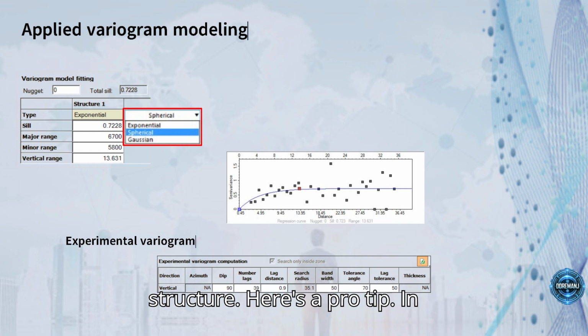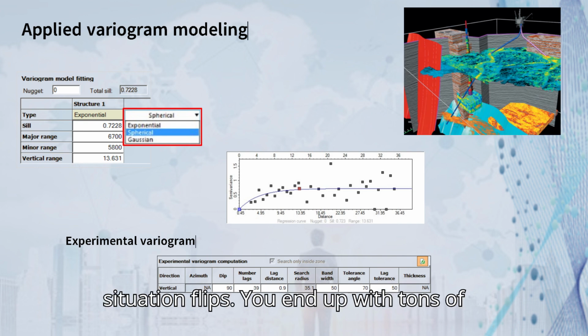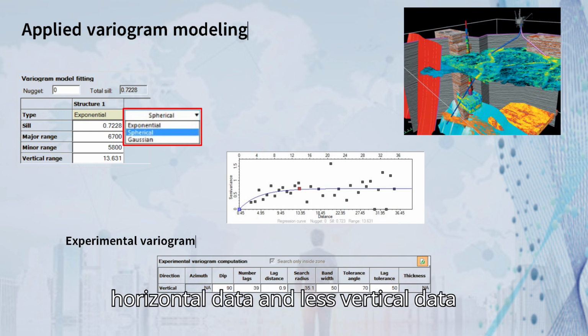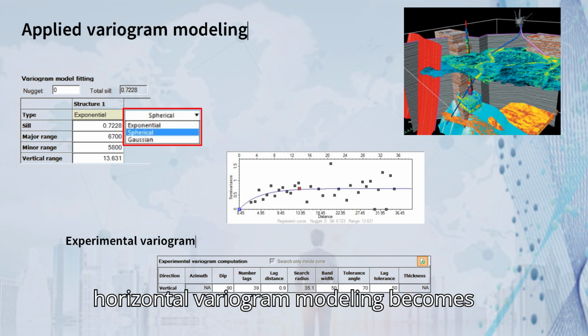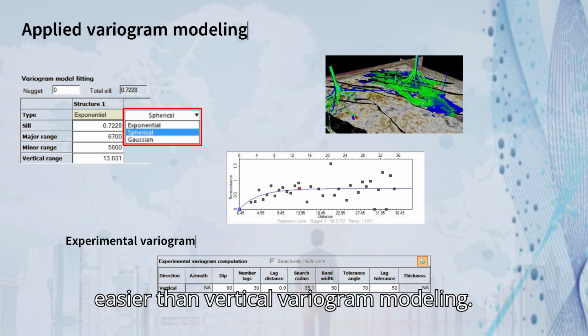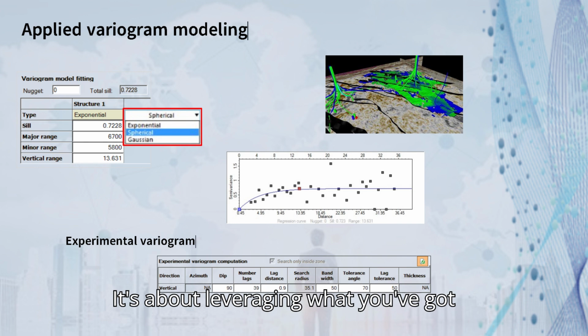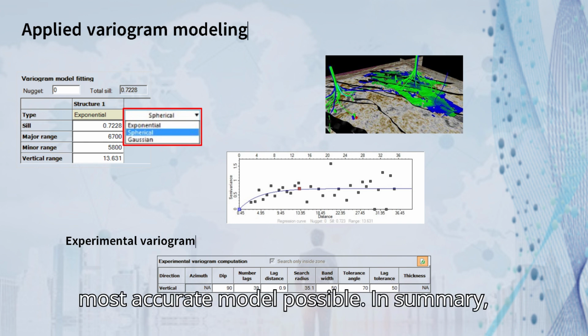Here's a pro tip. In carbonate reservoirs with multiple horizontal production wells, the situation flips. You end up with tons of horizontal data and less vertical data due to the well patterns. In these cases, horizontal variogram modeling becomes easier than vertical variogram modeling. It's about leveraging what you've got, horizontal data in this case, to get the most accurate model possible.